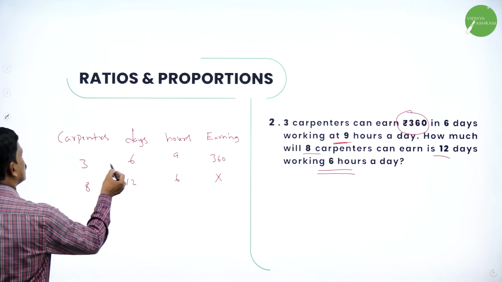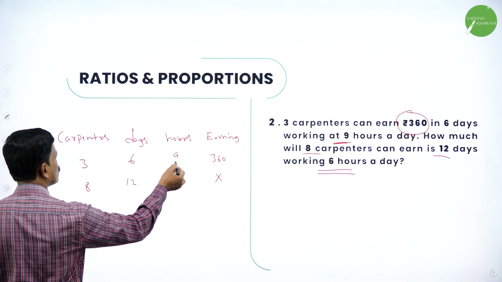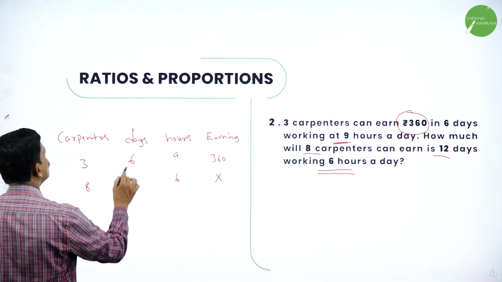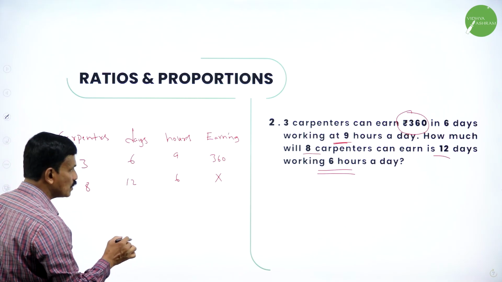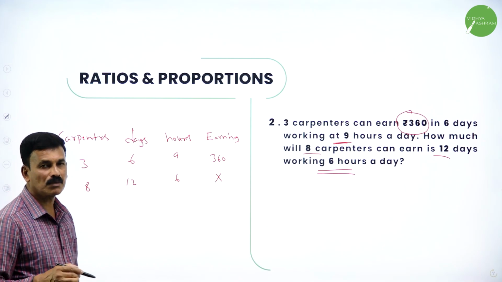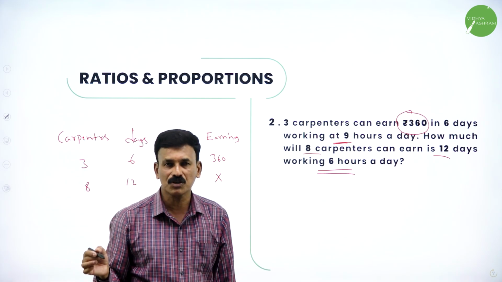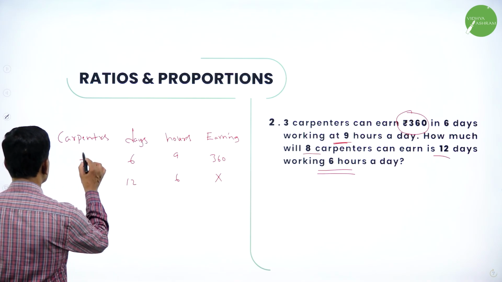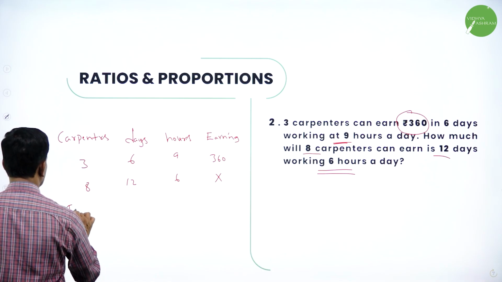So, 3 carpenters work for 6 days, 9 hours per day, earn rupees 360. Similarly, 8 carpenters will work for 12 days, 6 hours per day, and the earning is to be determined. That is the question mark. Right, that's it. What is to find is the x. Right. Now, here the first ratio. What is the first ratio? The carpenters.